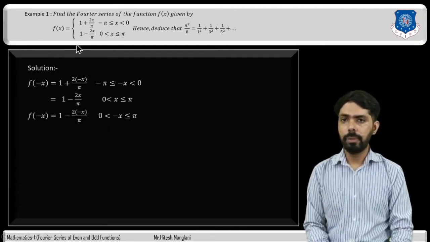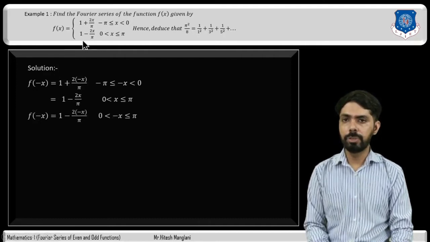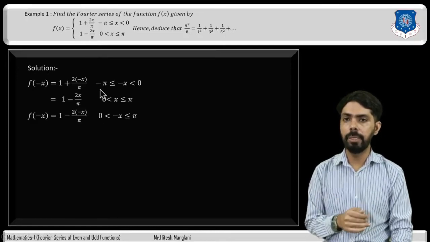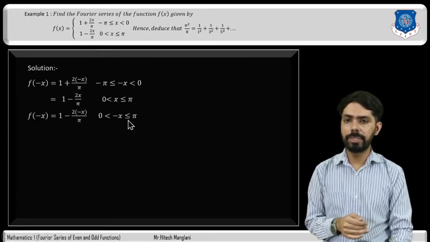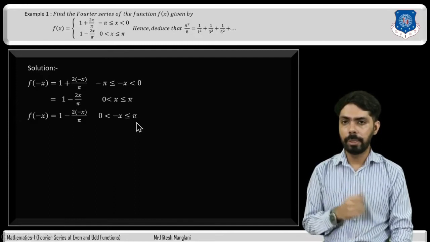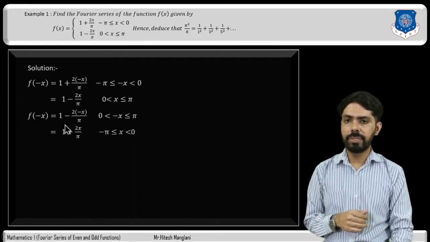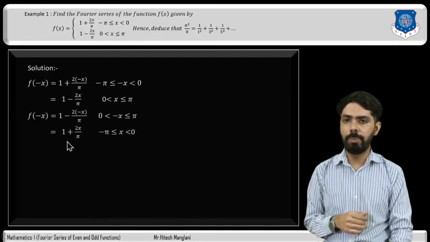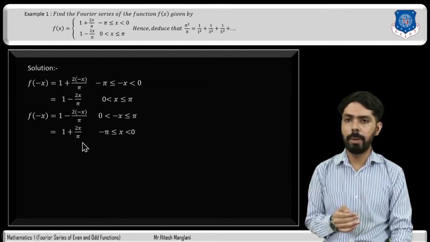Now consider the second interval. Here replacing x by minus x, we get 1 minus 2 in bracket minus x divided by pi, for 0 less than minus x less than or equal to pi. If we simplify this, minus minus will be plus, so 1 plus 2x divided by pi.